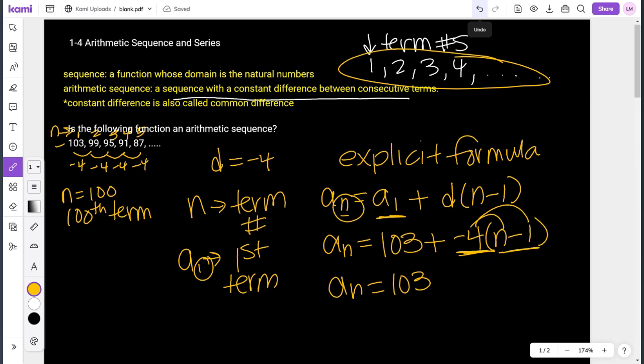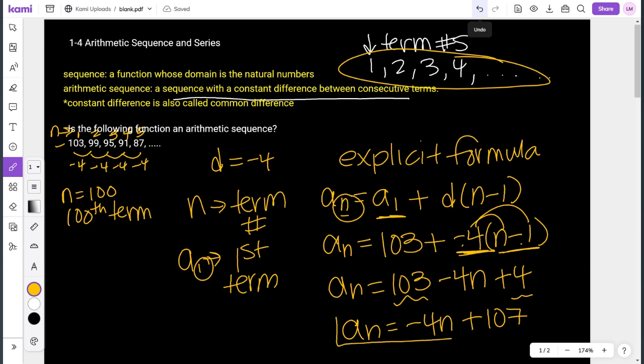And this time we're multiplying by 4. So minus 4n, -4 times a -1 is a positive 4. I can combine like terms. So a sub n equals -4n plus 107. Could you write 107 minus 4n? Absolutely. Usually I write the variable first. Totally up to you. So now with this explicit function, I can find the 100th term.